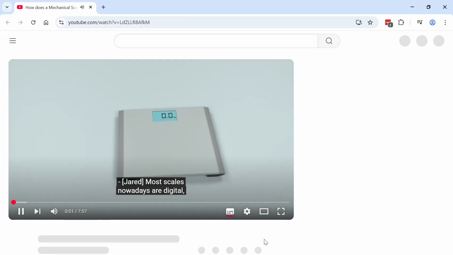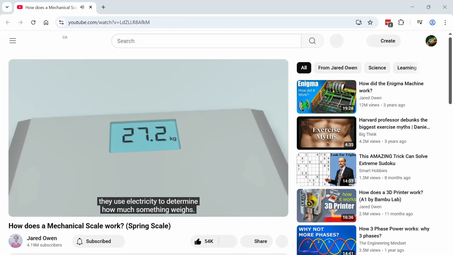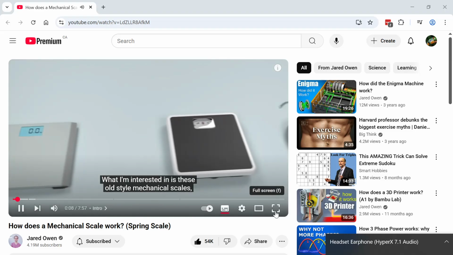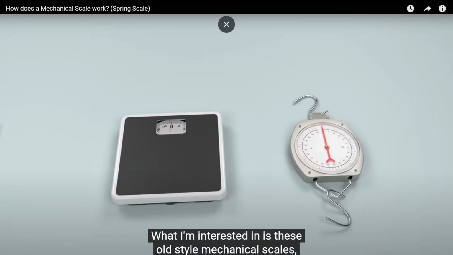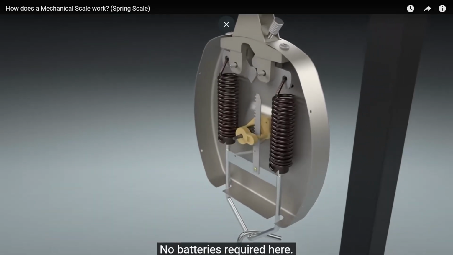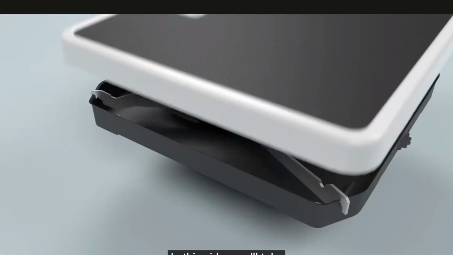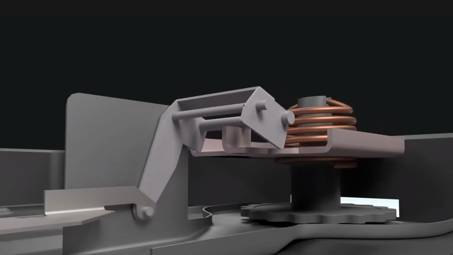Most scales nowadays are digital. They use electricity to determine how much something weighs. What I'm interested in is these old-style mechanical scales, sometimes called spring scales. No batteries required here. In this video, we'll take apart 2 of these scales to see how they work on the inside.